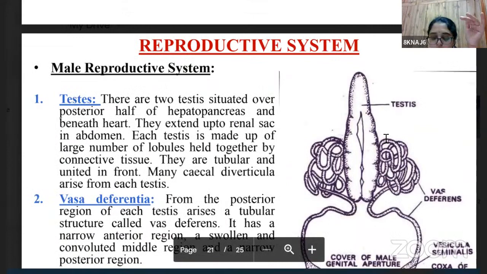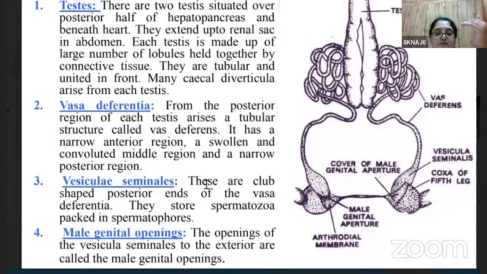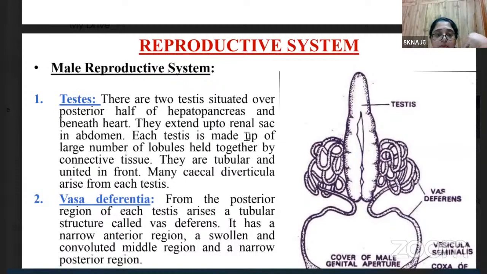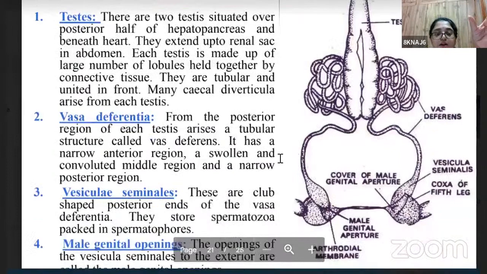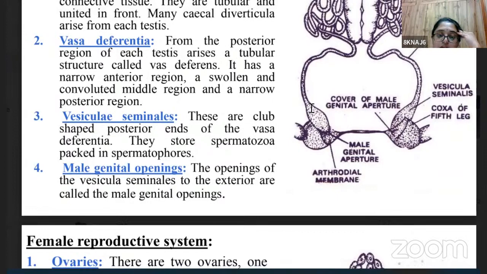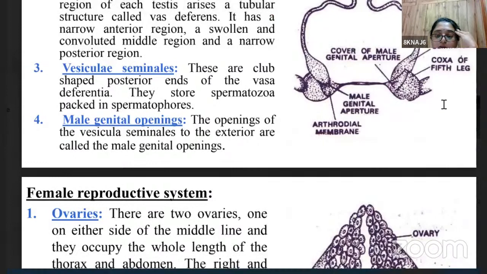When it comes to the reproductive system, in the male you have the testes, vasa deferentia, vesiculae seminales, and male genital openings. Two testes are present in the posterior half of the hepatopancreas beneath the heart, tubular and united in the front. There are many cecal diverticula that arise from the testes. You have the vasa deferentia, which are convoluted in the middle region and narrow in the posterior region. You have the vesiculae seminales, club-shaped ones, which store the spermatozoa packed in spermatophores. They open into the male genital openings.